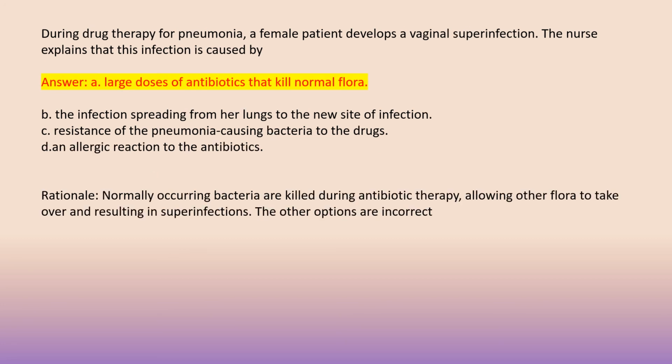Answer: A. Large doses of antibiotics that kill normal flora. Rationale: normally occurring bacteria are killed during antibiotic therapy, allowing other flora to take over and resulting in superinfections. The other options are incorrect.